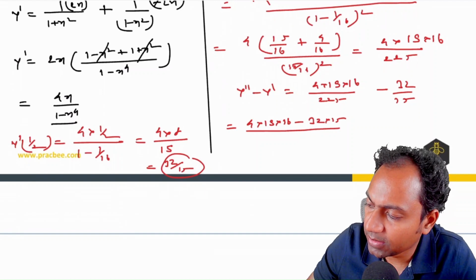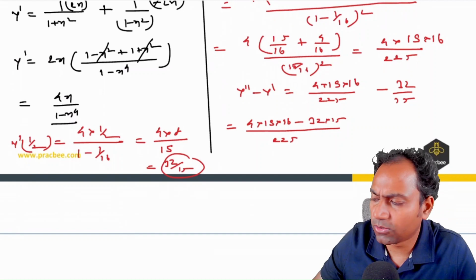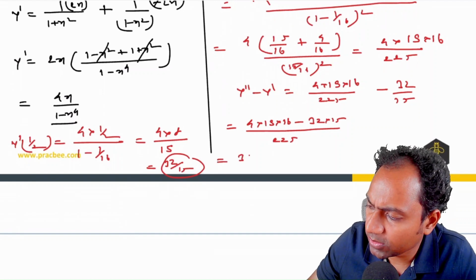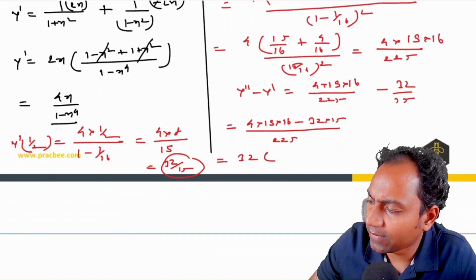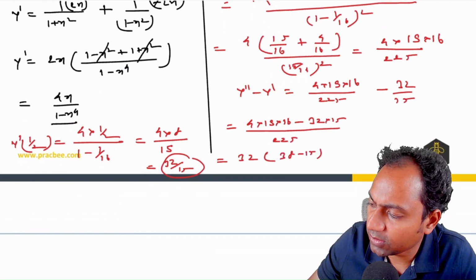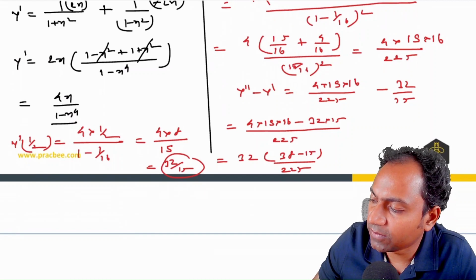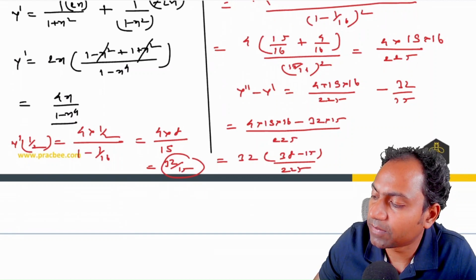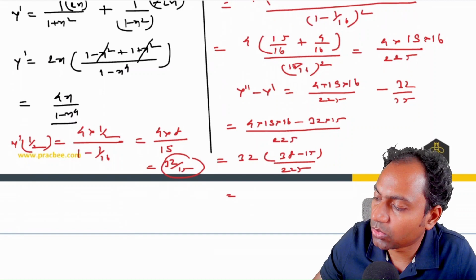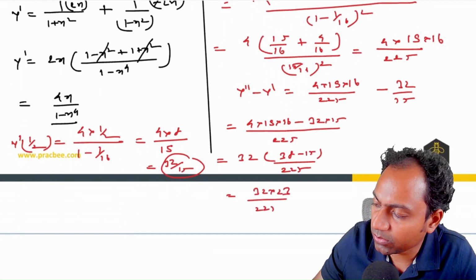by nothing but 225. And now you can see that 16 into 2, 32 can be taken common. So what we'll have is 19 into 2 is nothing but 38 minus 15 by 225. If I subtract 15 from this, it will be nothing but 23. So 32 into 23 by 225.